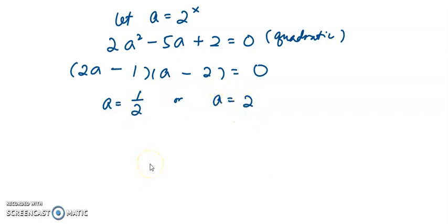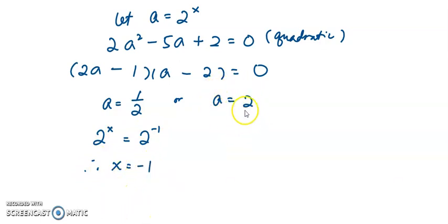Now we're not interested in a, but we're interested in x. Try to change your a back to 2 power of x. 1 over 2 can be written as 2 power of negative 1. So now you have an indices equation where the base at both sides is the same, and now you can compare the powers to solve for x. You get x equals negative 1.